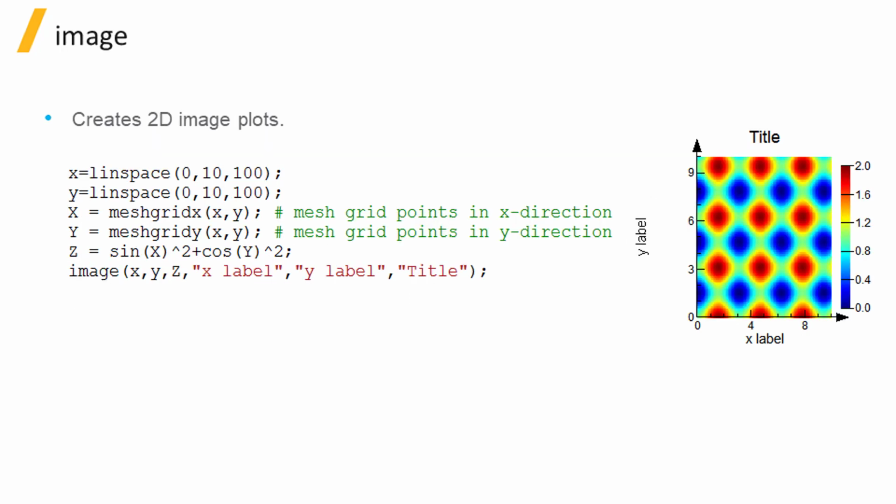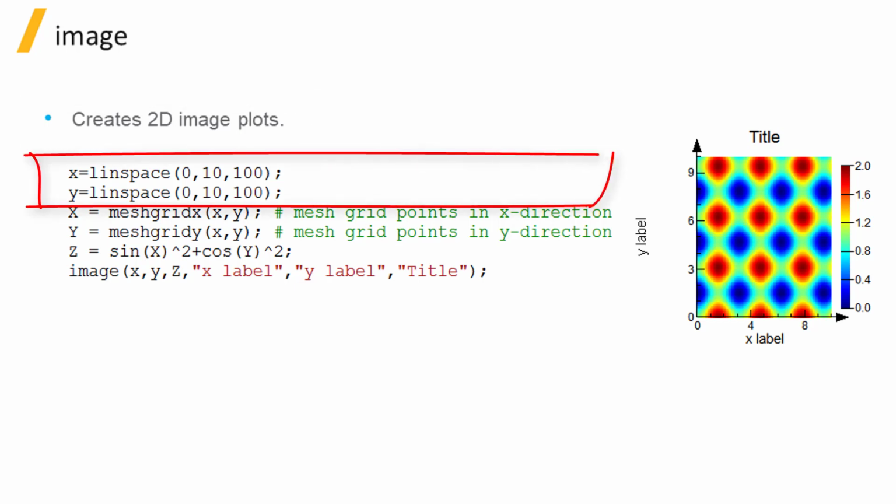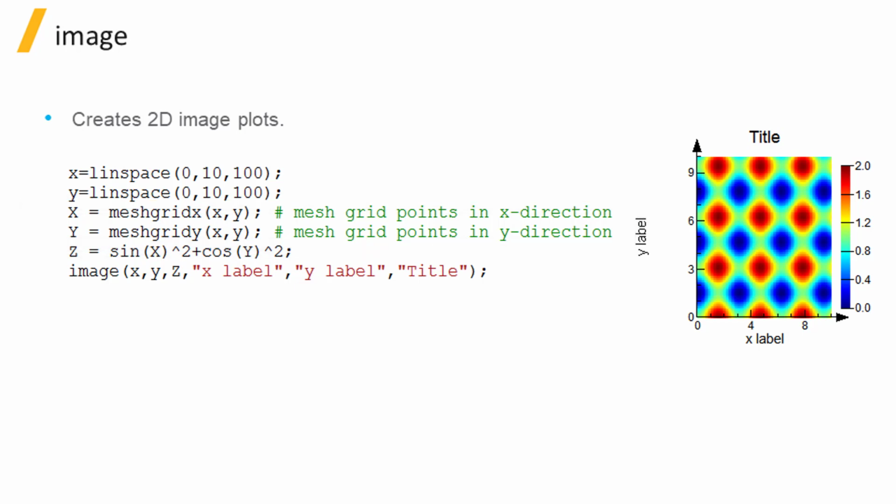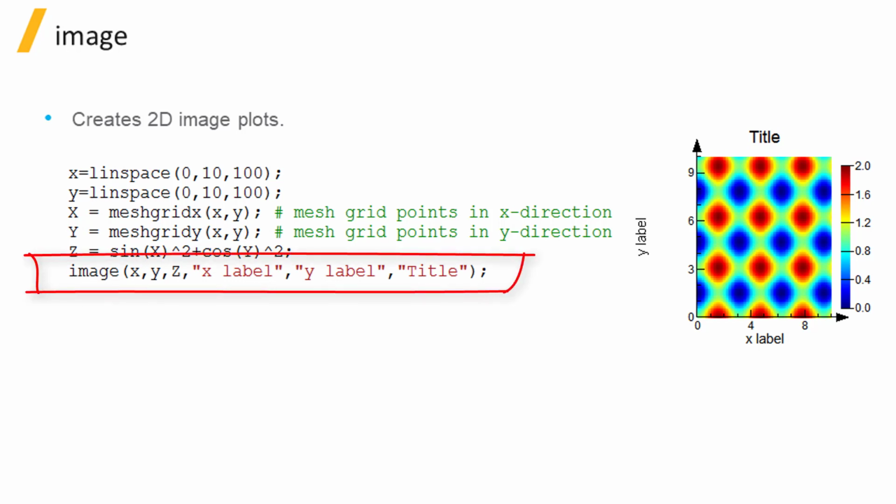So far, we have learned about various line plot commands. To create 2D color plots, you can use the image command. In this example, the lowercase x and y correspond to the data points in the x and y axis. The uppercase X and Y are the mesh grid points in the x and y direction. Z is a 2D matrix containing the values for each mesh grid point. To create an image of z in terms of x and y, enter the x and y vectors and z as its arguments.